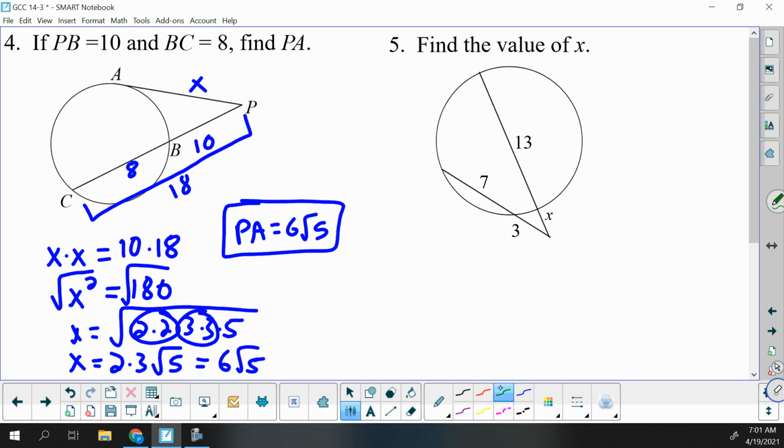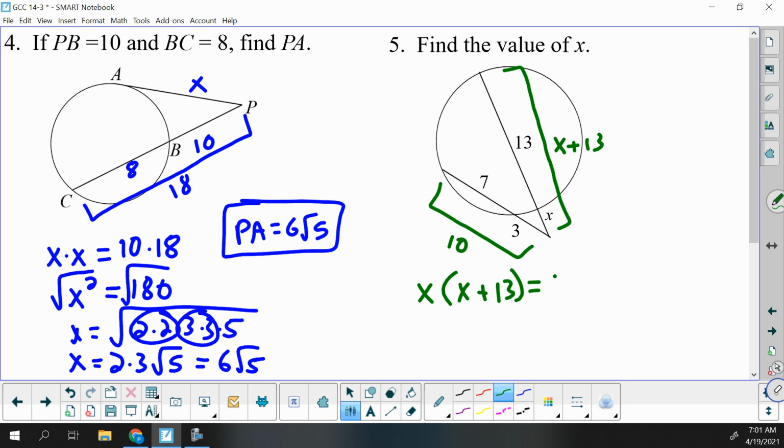Over on the right, we want to find x. X is already labeled for us. Let's identify what our wholes are. Remember, we're adding them together, so this is x plus 13. And our whole here, 3 plus 7, would give us 10. So we'll start with our outside of x times our whole of x plus 13 equals our outside of 3 times our whole of 10.